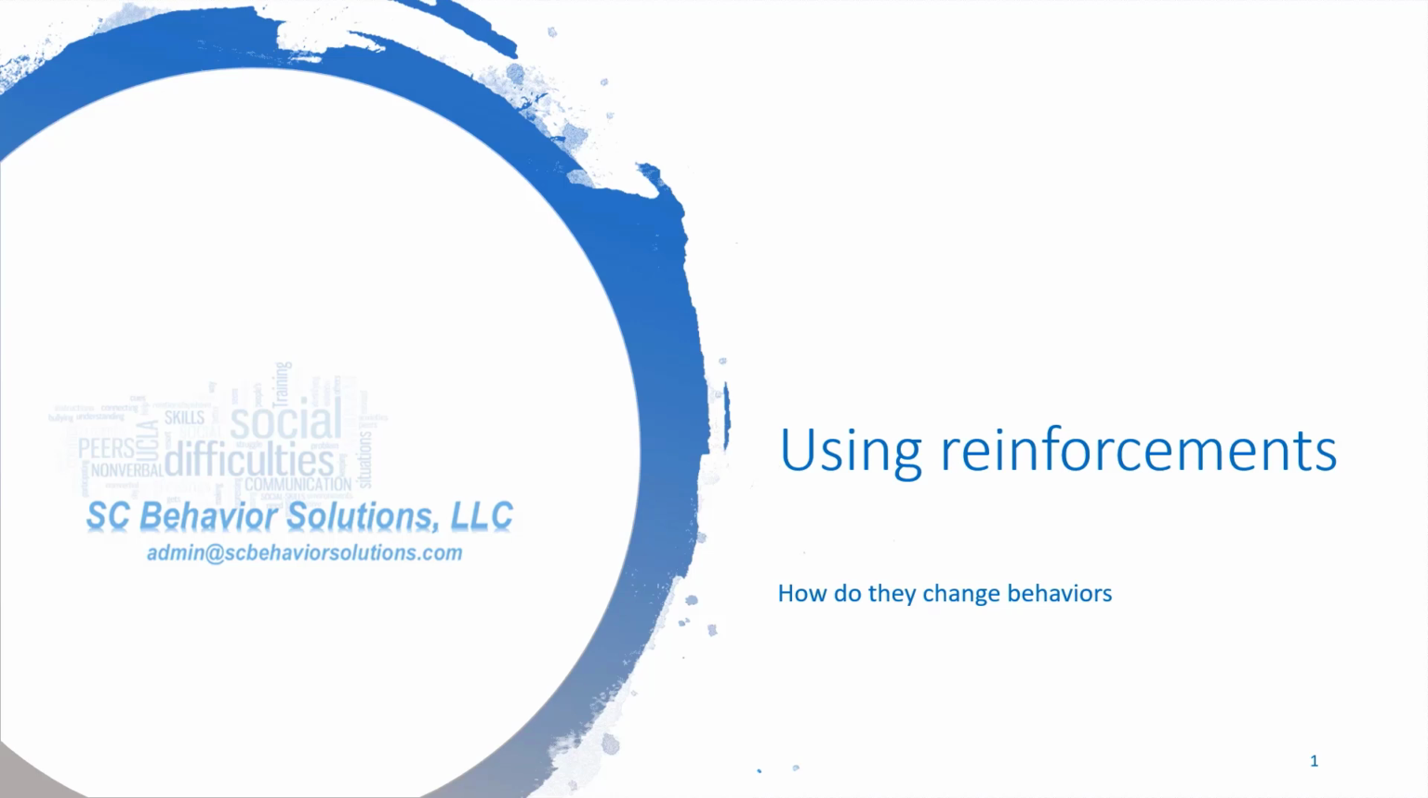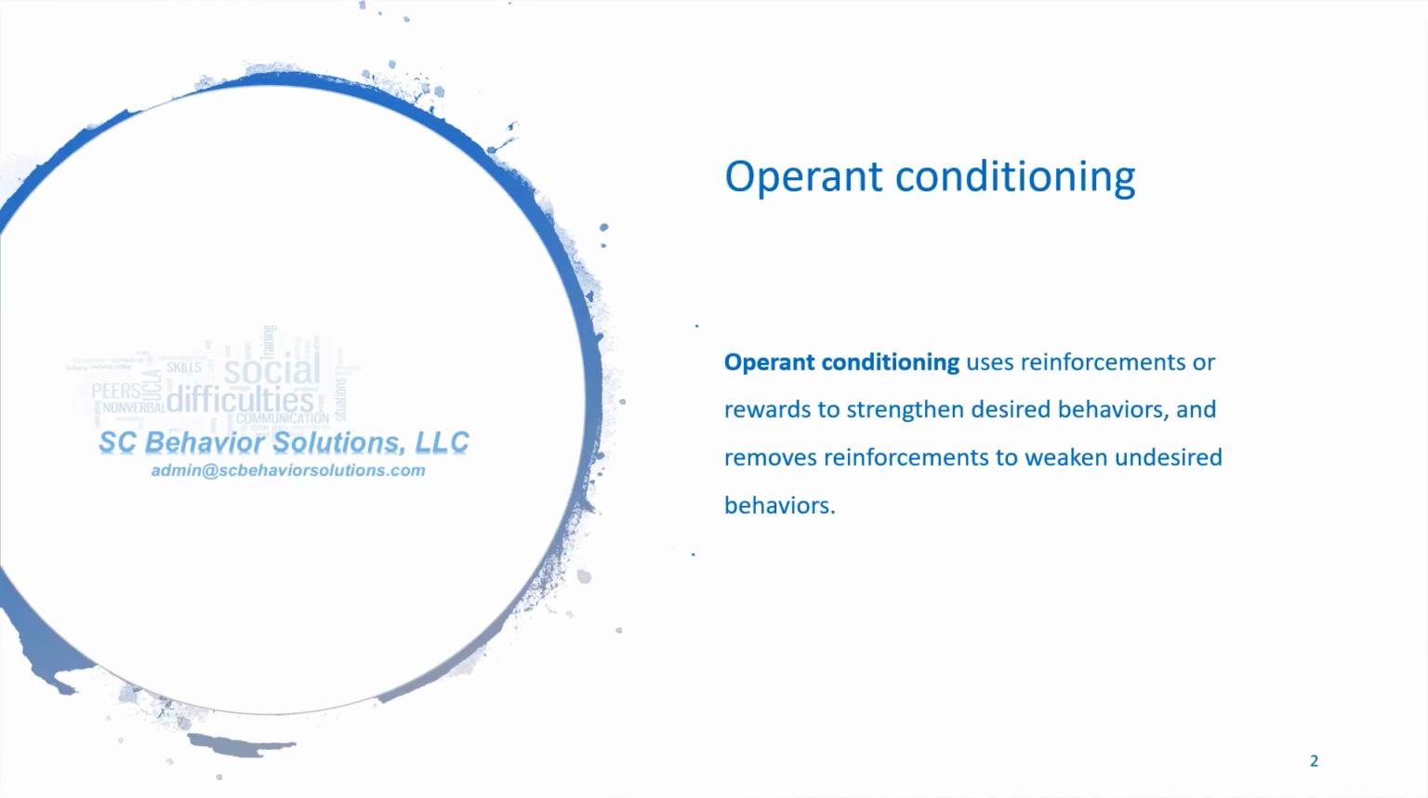In this presentation, we'll be looking at how to use reinforcement and punishment to change behavior. These are techniques that can also be used by parents in daily life. Behavior modification is founded on operant conditioning. Operant conditioning uses reinforcements or rewards to strengthen desired behaviors and removes reinforcements to weaken undesired behaviors.